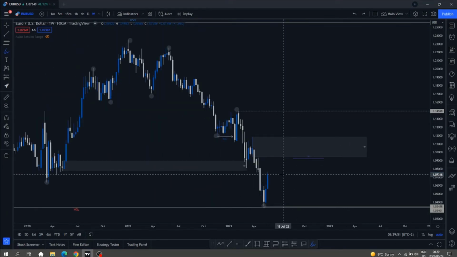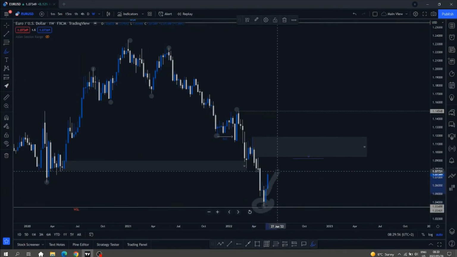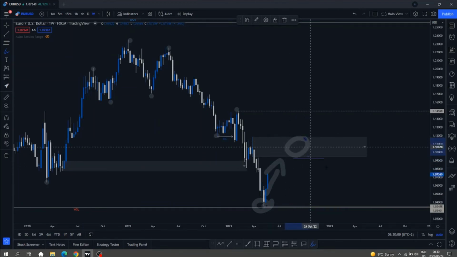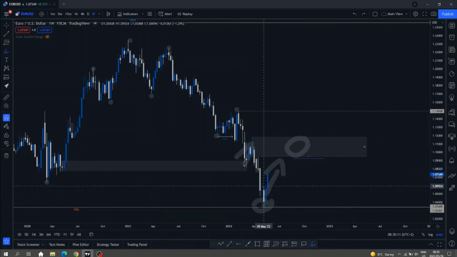All right. So from a weekly point of view, we've had a nice reaction from the weekly swing low. We are now seeing price action pushing towards this particular weekly supply area, which is a strong flip zone, because we've seen price action react from this demand, and then we had enough volume to push down lower.